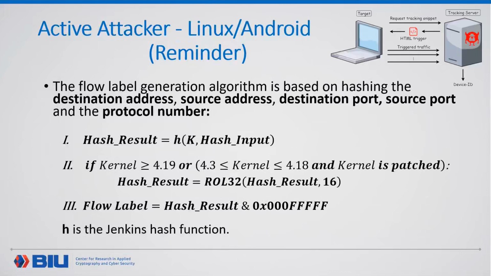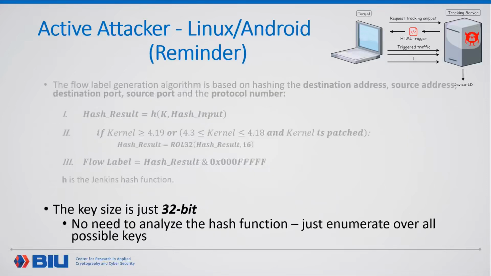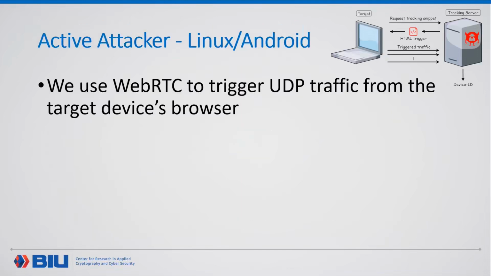Here is just a reminder on how the flow label is generated on these platforms. Remember that the key of the hash function is just 32 bits, so we can just enumerate over all the possible keys. Let's see how it actually works.